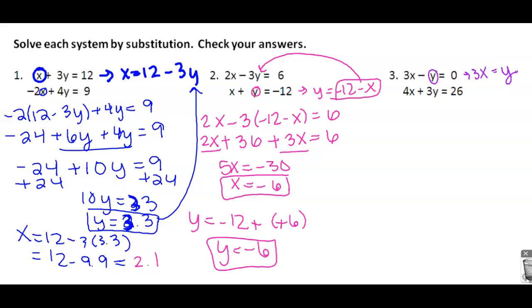Replacing y, yeah. Does the y have to be positive? Or can it be negative? It has to be positive.